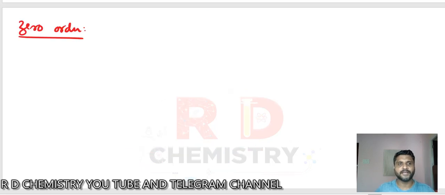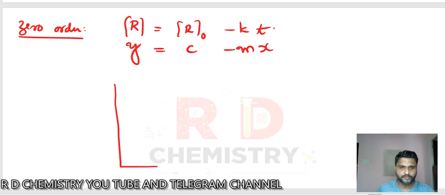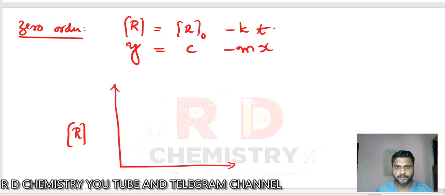When you derive the integrated rate equation for a zero order reaction, we come across this one: R is equal to R naught minus k into t. If I plot R along the y-axis and time along the x-axis, I'm going to get a straight line of the form y is equal to minus mx plus c. See the nature of this straight line: minus mx is there, so the slope is negative.